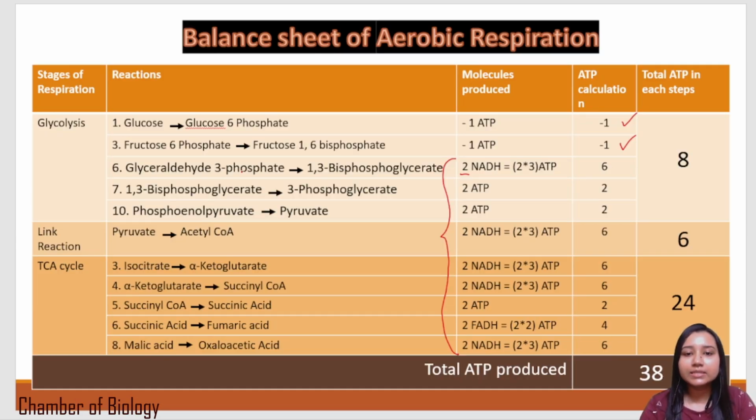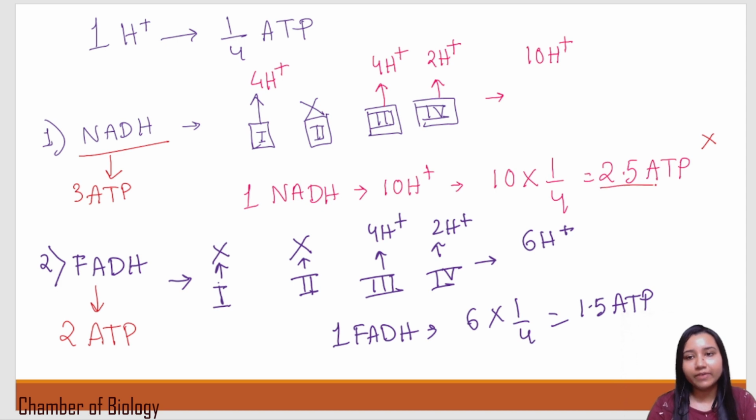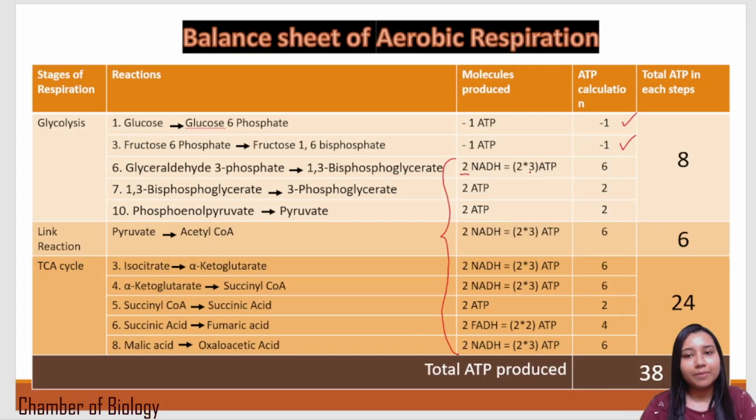So we will see here that glyceraldehyde 3 phosphate forming 1,3 bisphosphoglycerate by dehydrogenation, 2 NADH were released, and as I told you when I was calculating this, we do not consider 2.5, rather we are considering 3 ATP for 1 NADH. So please multiply by 3 whenever you are calculating NADH. Okay, 2 into 3 ATP, 6 ATP. Then again, 2 ATP were released in 1,3 bisphosphoglycerate to 3-phosphoglycerate, that is the 7th step. And then the 10th step is also where ATP is released. So 2 ATP is released.